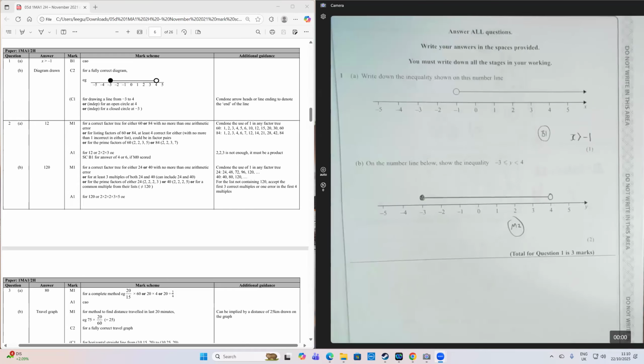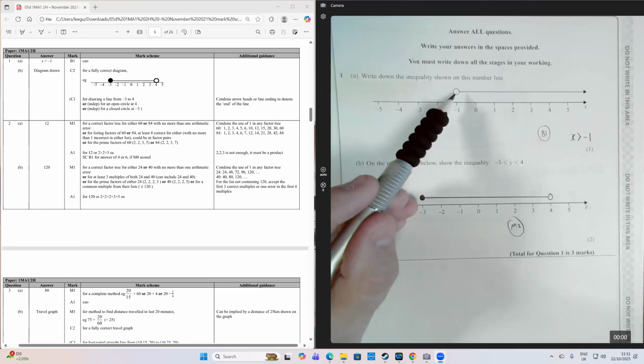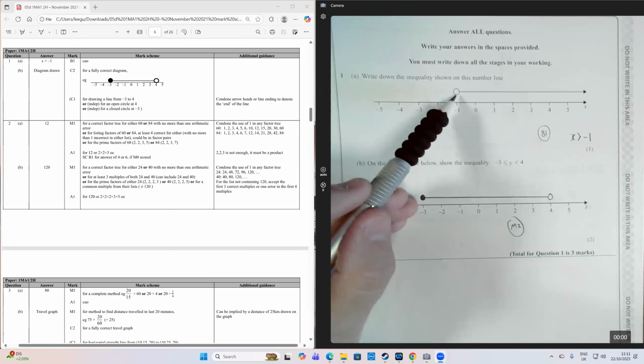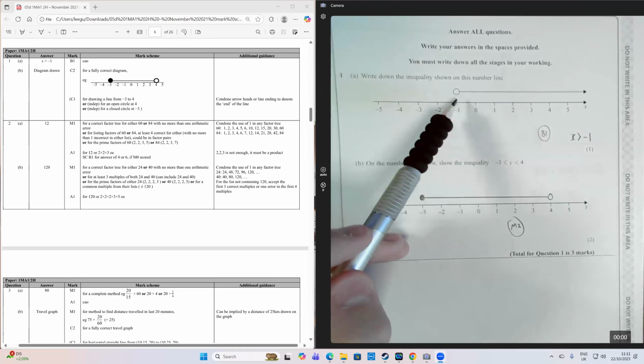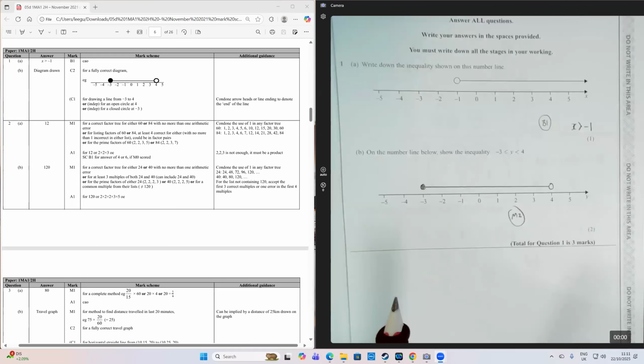Right, question 1, it says write down the inequality shown on this number line. So the first thing to note is that we've got a circle that is not coloured in, so it's a strict inequality and it starts at -1, so x is greater than -1 because it's not coloured in.